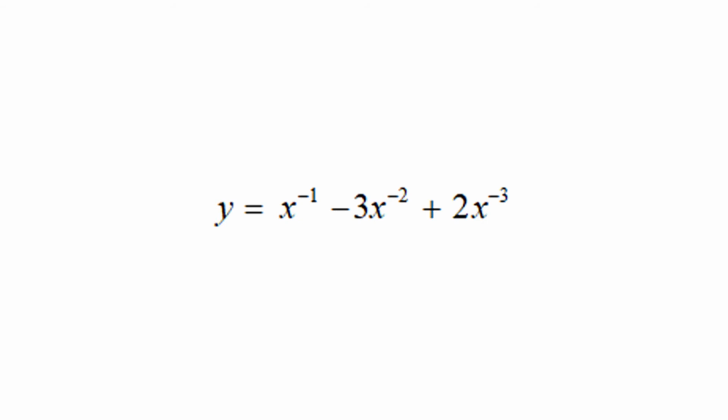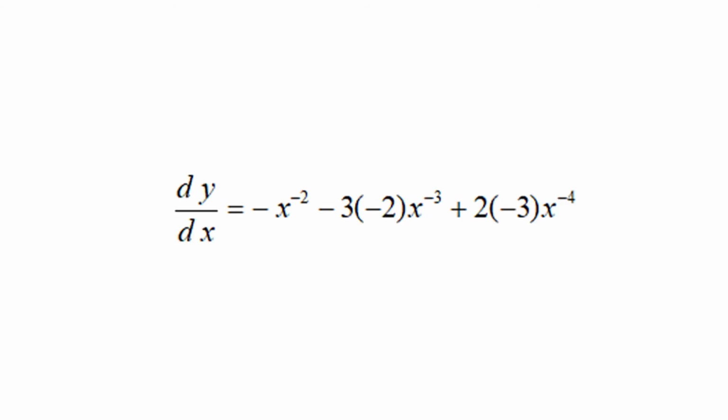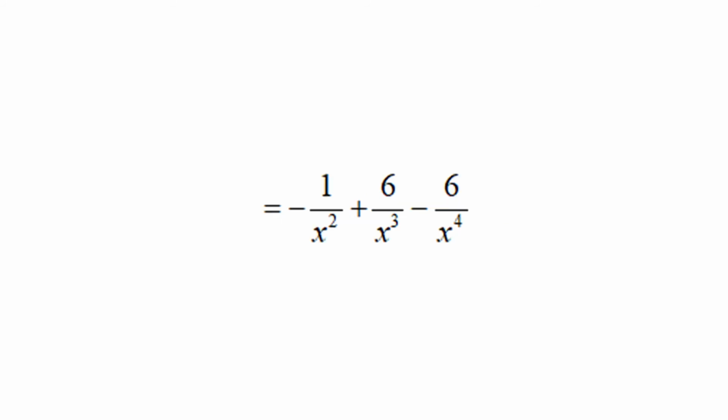Then using the sum and power rule, we obtain dy/dx = -x^(-2) - 3 times -2x^(-3) + 2 times -3x^(-4), which is equal to -1/x² + 6/x³ - 6/x⁴.